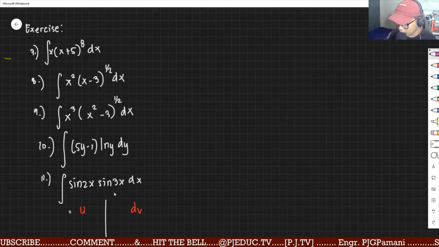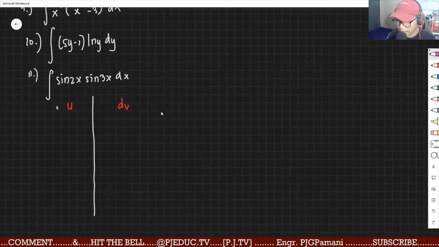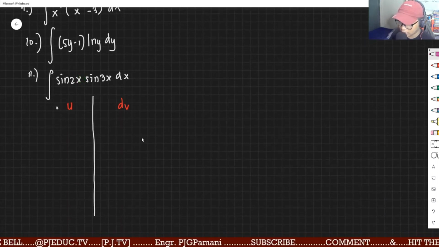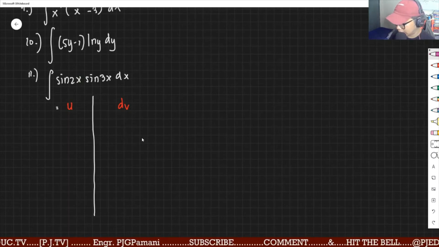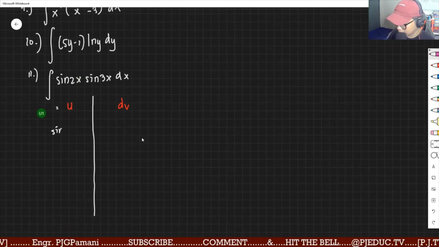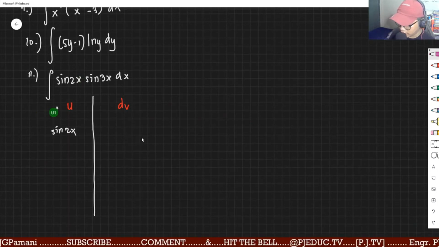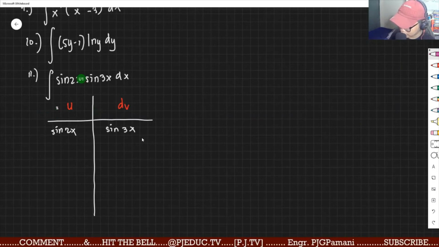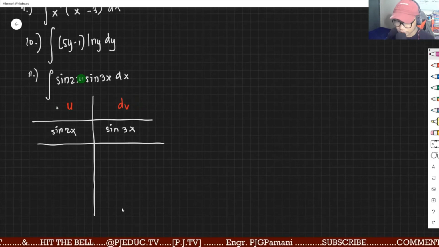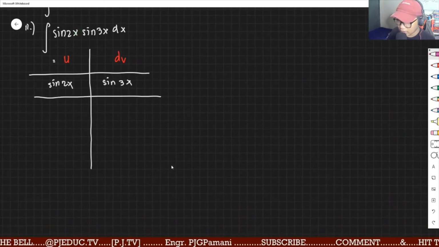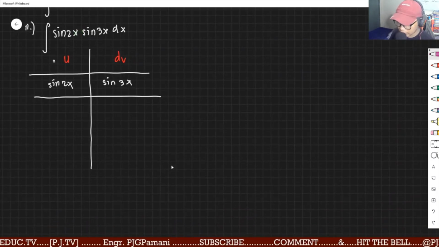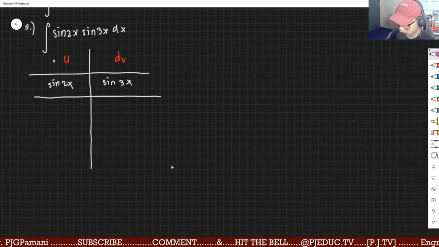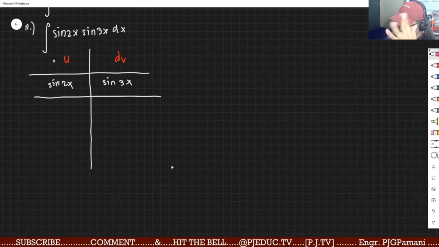Gamitin nating u. Either way, hindi naman natin alam sa dalawang yan kung saan pwede siyang mag-end up 0. Gamitin nating u is sine 2x. dv is sine 3x. Okay? The differential of sine 2x is what? Anong differential ni sine 2x?